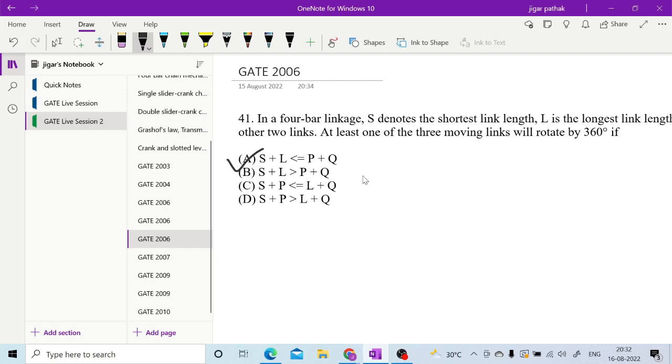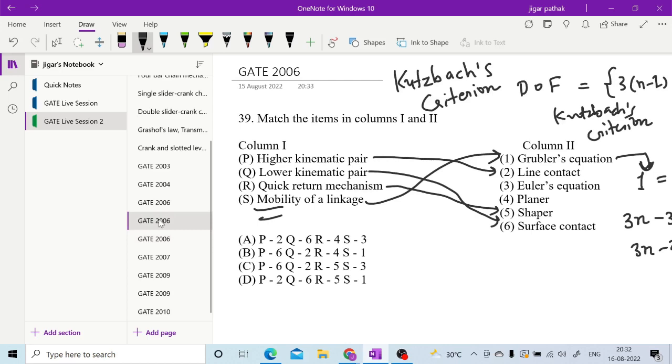Sir, what was the answer of the one before this? The answer was B, no sir? The answer of the one before this is C. Whatever we have calculated, this is C. P6 Q2 R5 and then S. Sorry. No, sir, this one is D. Yes, yes, sorry, it is D. Okay. Right. So after this, this one is done.